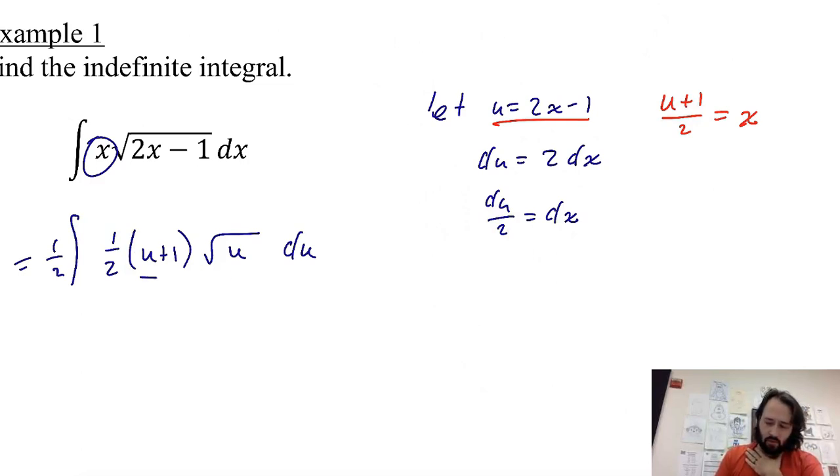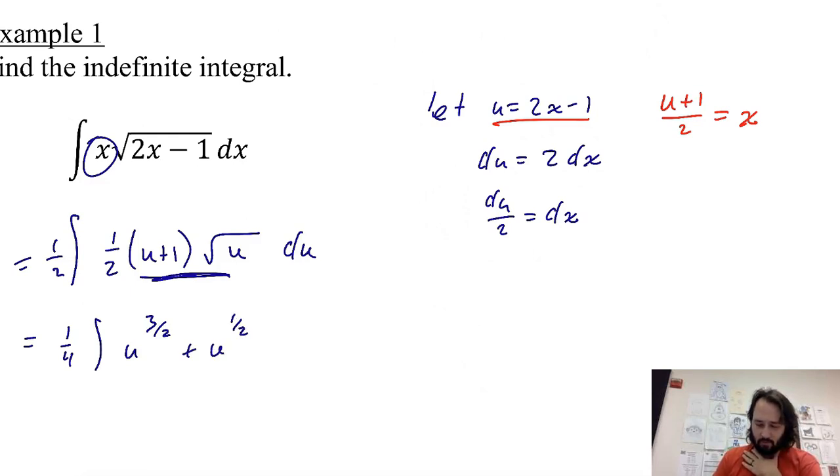And then what I will do is what we were doing in the last one, which really you could have done first in this one. It's not one that you need to use u substitution for. I just want to show you the idea that you can do. But this would be 1/4 the integral of u to the 3/2 plus u to the 1/2 du.